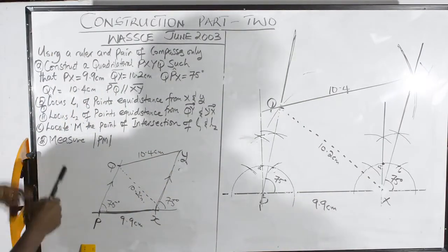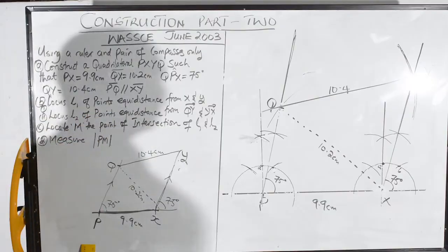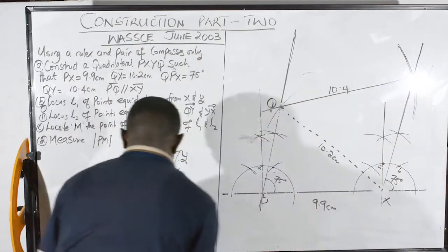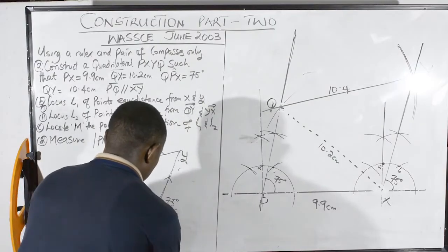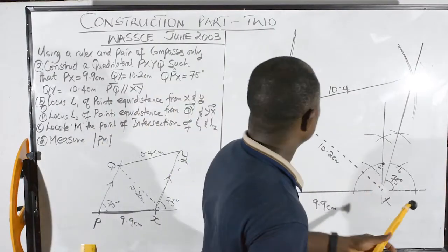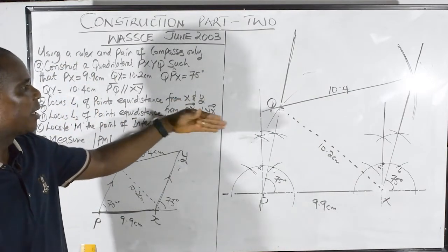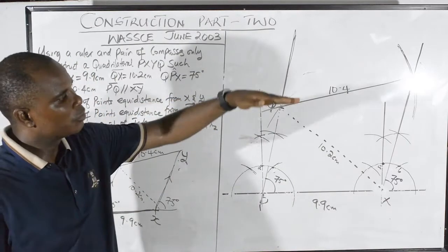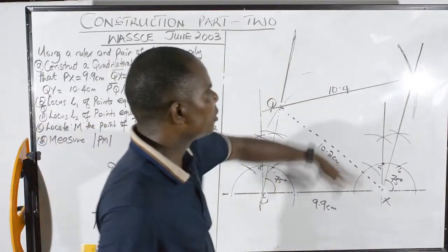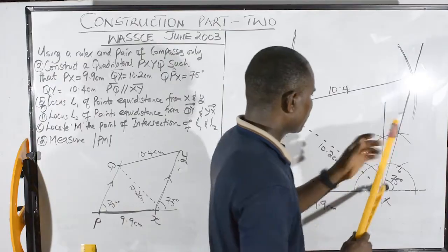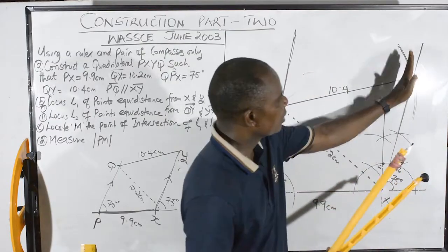The next question says locus L1 of point equidistant from X and Y. So I'm using that point and construct a perpendicular. When it's two letters, we said the other day that when you have two letters X and Y, you draw a perpendicular on that line joining the two letters together. So now we have the line there. So I'm constructing 90 degrees on this.